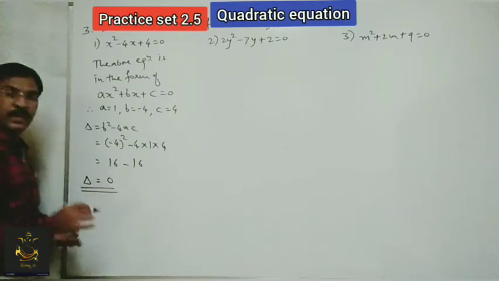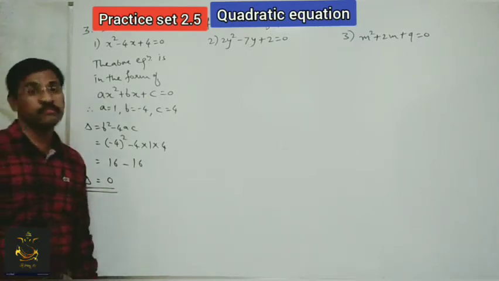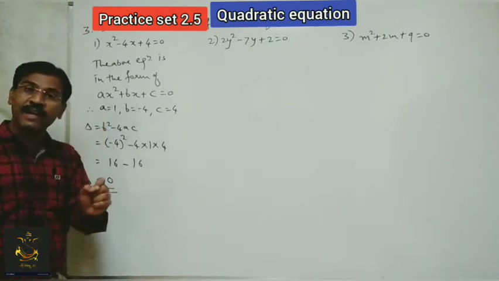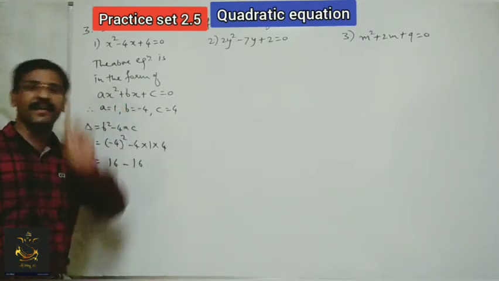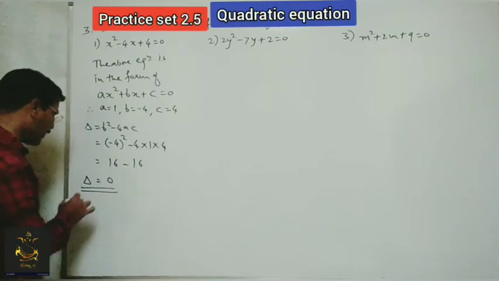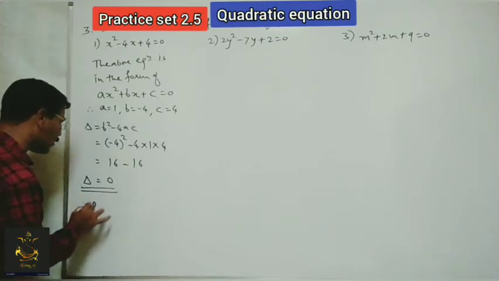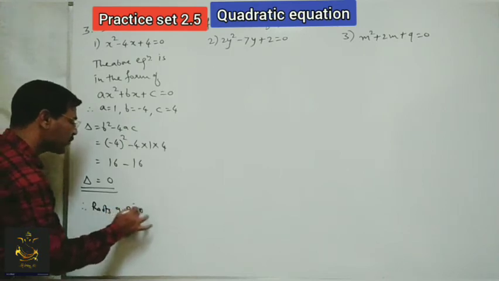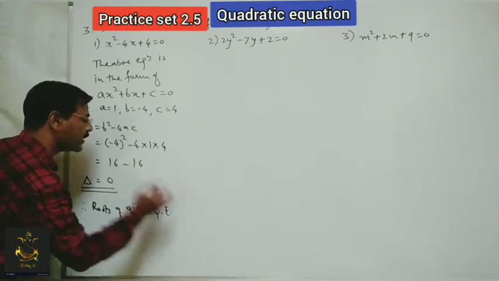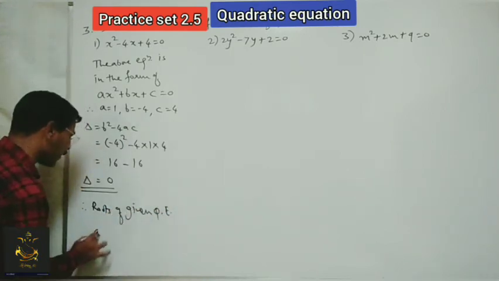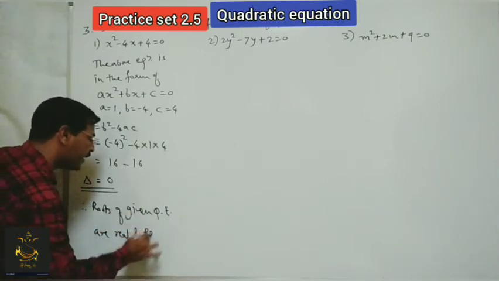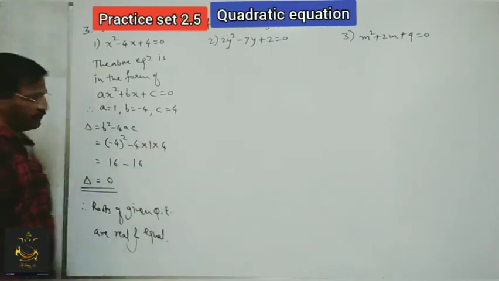Look here. If delta equal to 0, then tell me what are the roots? Roots are equal, yes, and real also. Like this, we can write: roots of the given quadratic equation are real and equal.